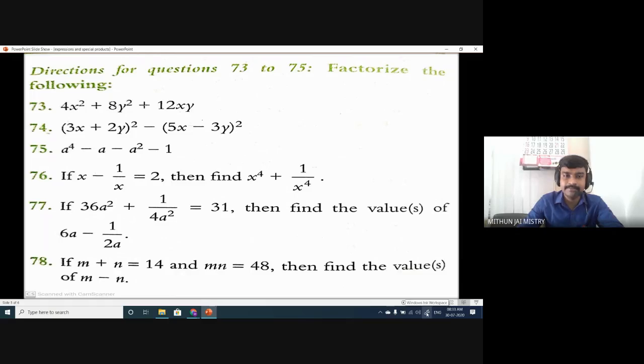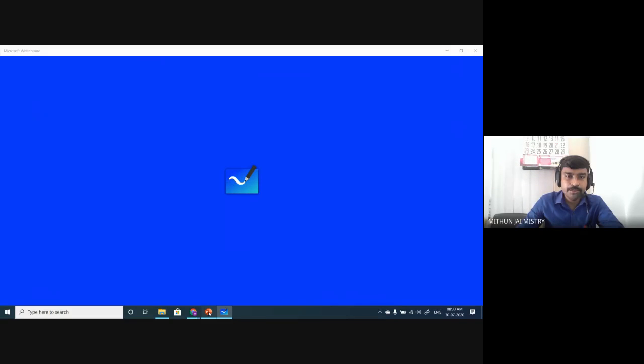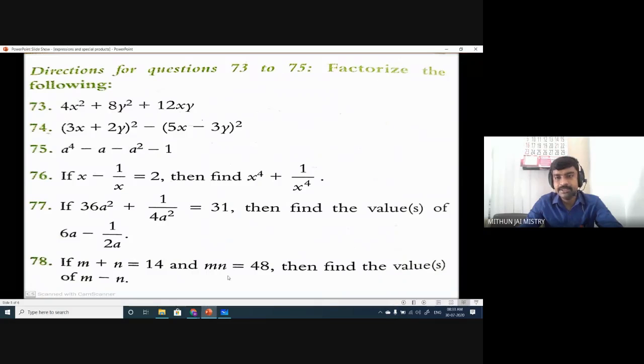What is the question asking? The question is: given that m plus n is equal to 14 and m into n is equal to 48, find the value or values of m minus n. Here, m plus n is given and m into n is given. Now we have to find m minus n. So we need to search for an identity which has all these three, like m plus n, m minus n, and m into n.